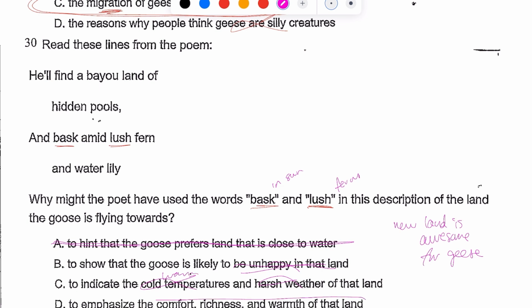So it's choice D, to emphasize, which means to really state and really focus your attention on the fact that this new land, that's south, is so much better than the cold winter land up north. So the geese has made a really good decision here by migrating.